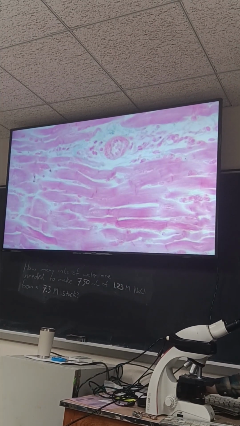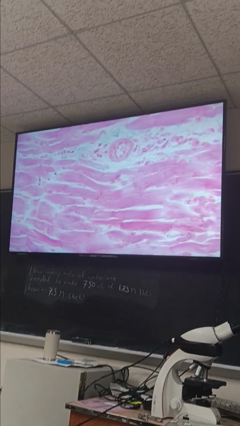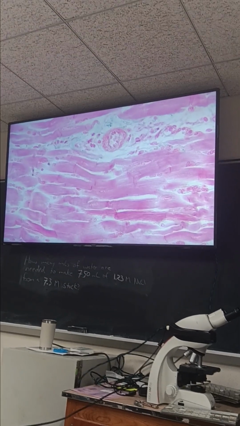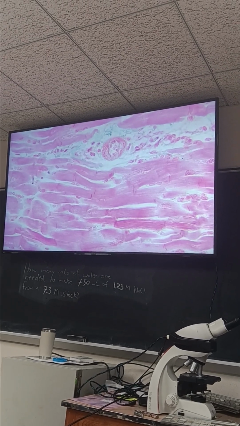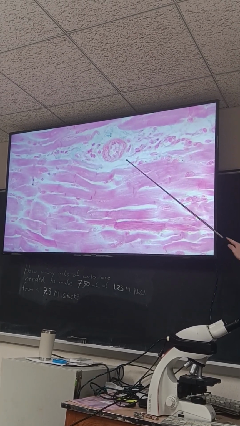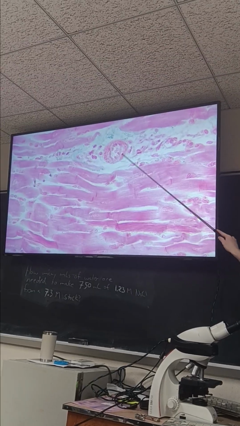This is my highest magnification. What type of tissue is this? What type of tissue is right here? And right here. Not the dots, not the circles, but the loop, the bigger circle. What type of epithelium?